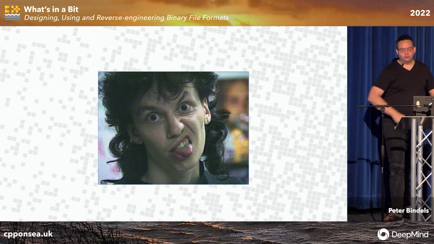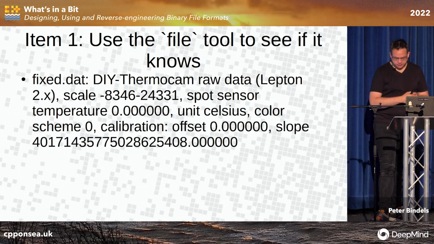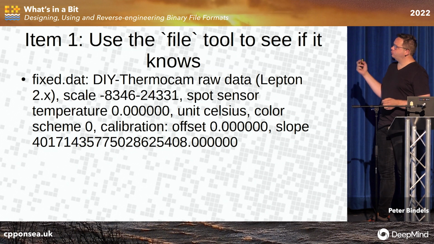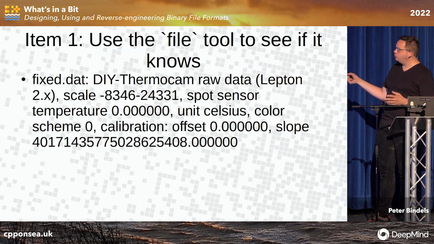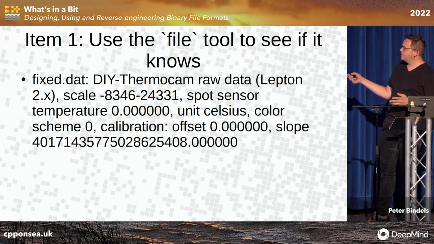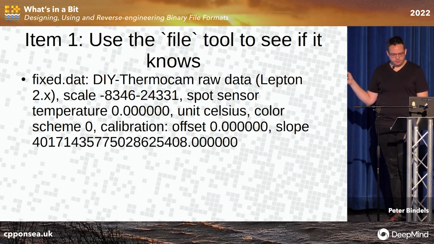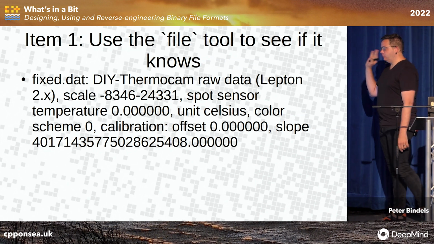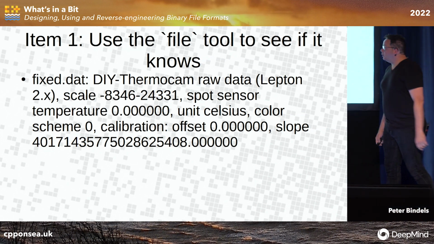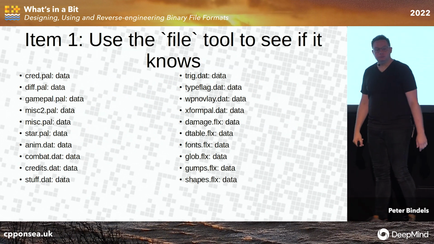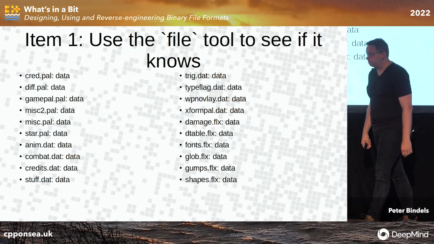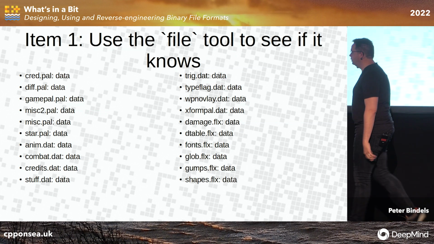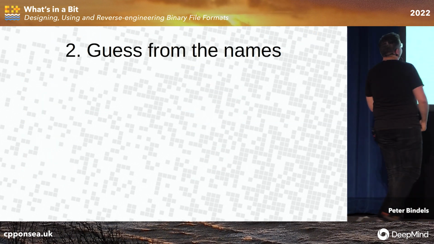So the rest of the files, what else does file tell us? We have one file which is a DIY raw thermoscan data from a sensor with a huge slope. I think that's wrong. So I think it just saw something and assumed it was right, but this is just crap. And the rest of the files, well, it's data. Totally data. So this doesn't help.